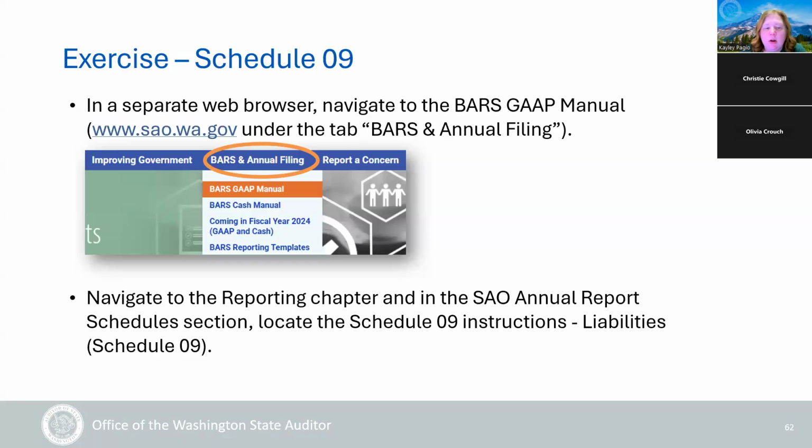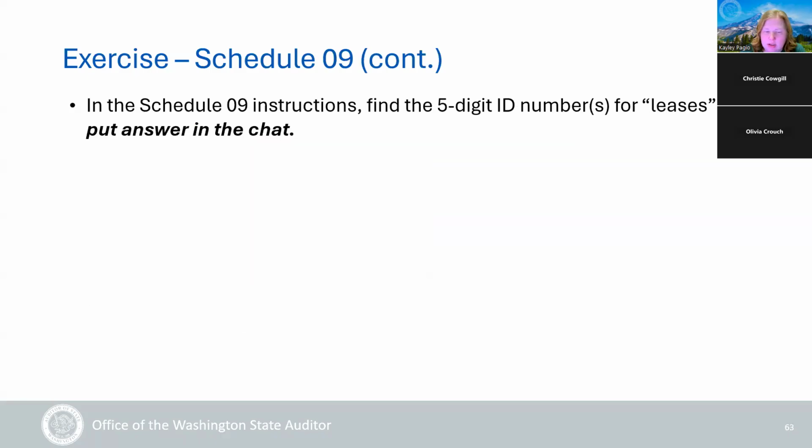Okay, so once you are in the Schedule 09 instructions, find the 5-digit ID number or numbers for leases and put your answer into the chat. I'll just wait a minute or two so you get a chance to find those numbers and put them into the chat.